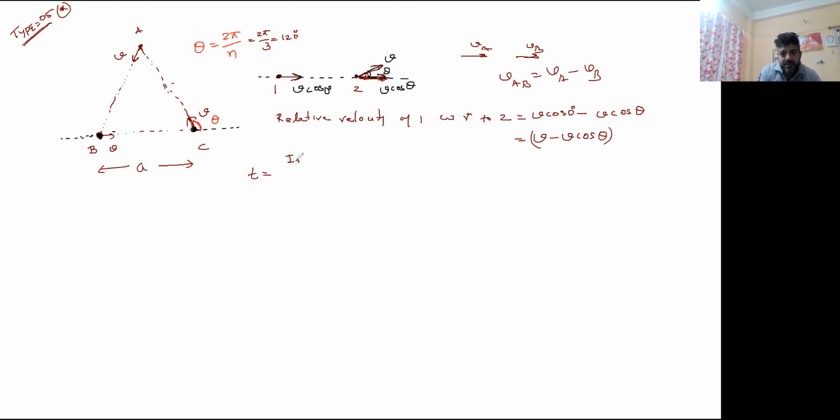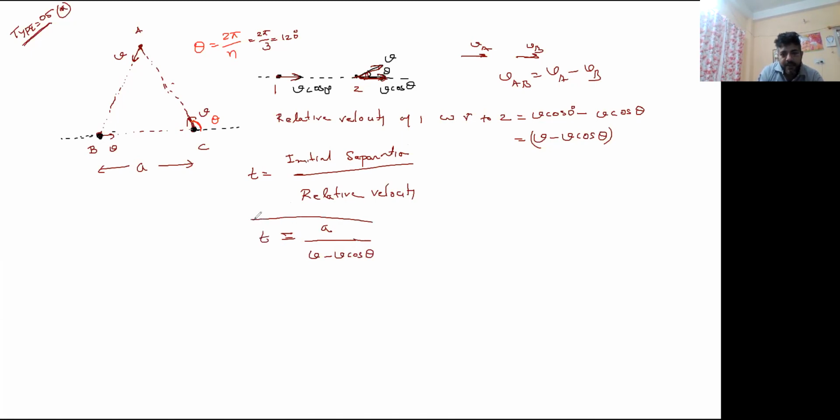So time taken is initial separation by relative velocity. So in this question, my initial separation is how much? A, and my relative velocity is V minus V cos theta. So that is my time. Everyone, is it okay? Is it okay?